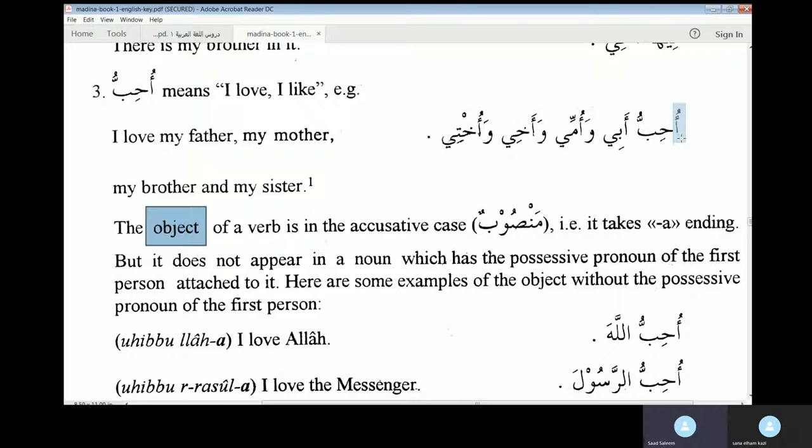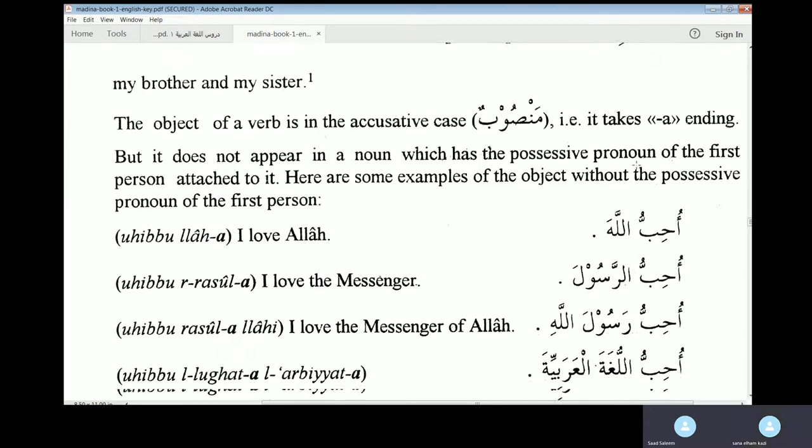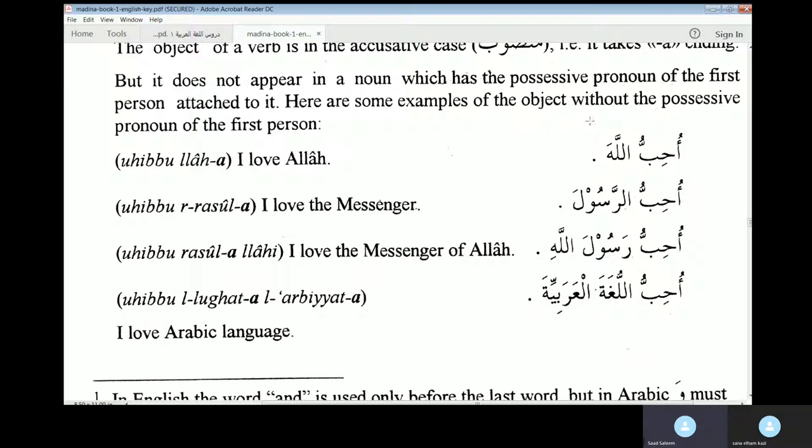I am the subject in this sentence, which is uhibbu, and uhibbu is the verb also. The main thing is that the personal pronoun I is missing in this sentence. It is not clear, but its meaning is used. Same thing in the next sentence, uhibbu allaha, I love Allah. Here we don't use ana, we are not saying ana uhibbu allaha. The word ana is missing here, in uhibbur rasula, uhibbur rasulallahi and uhibbul lughat-ul-arabia too.